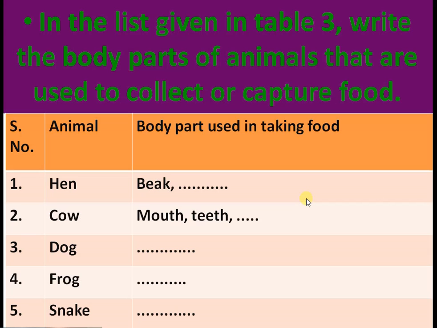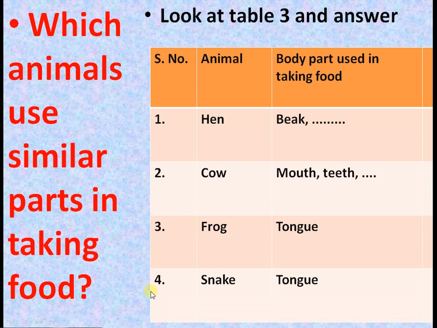Activity 2. In the list given in table 3, write the body parts of animals that are used to collect or capture food. Some of the animals are given here. So which body parts help them in taking food? Hen, beak, cow, mouth, teeth, dog, frog, snake. You can complete the table in the textbook. Look at table 3 and answer.